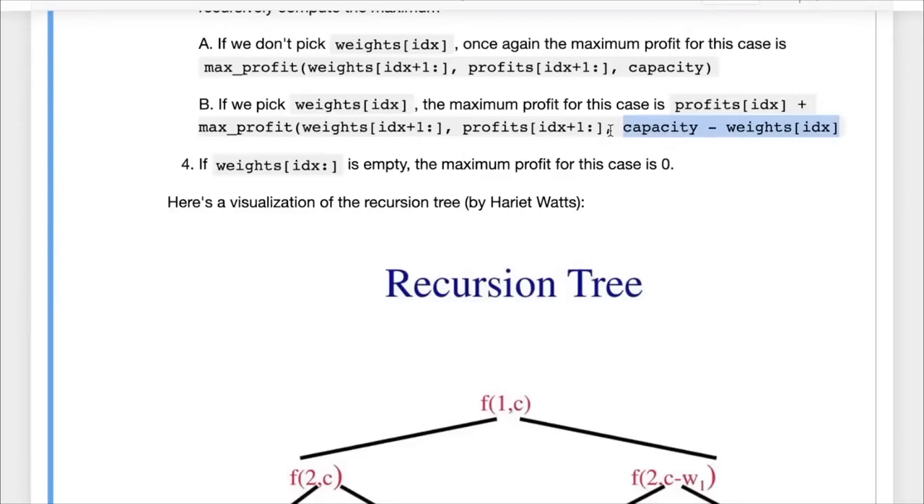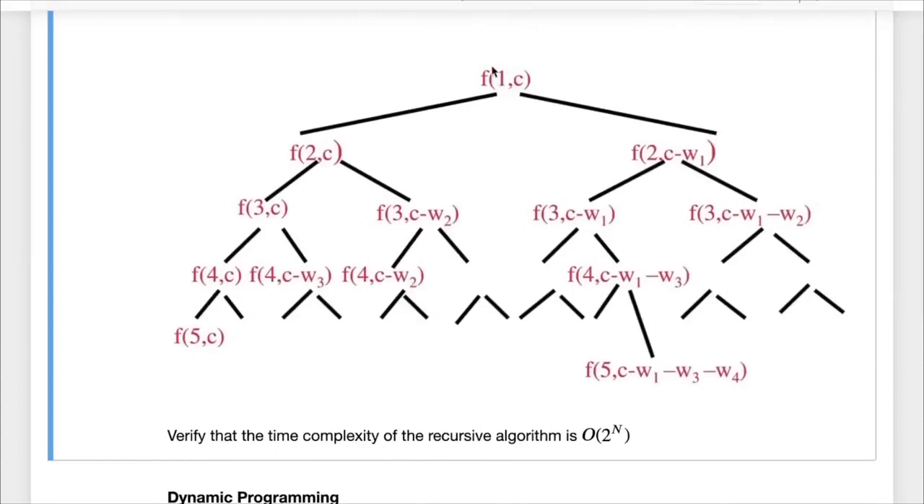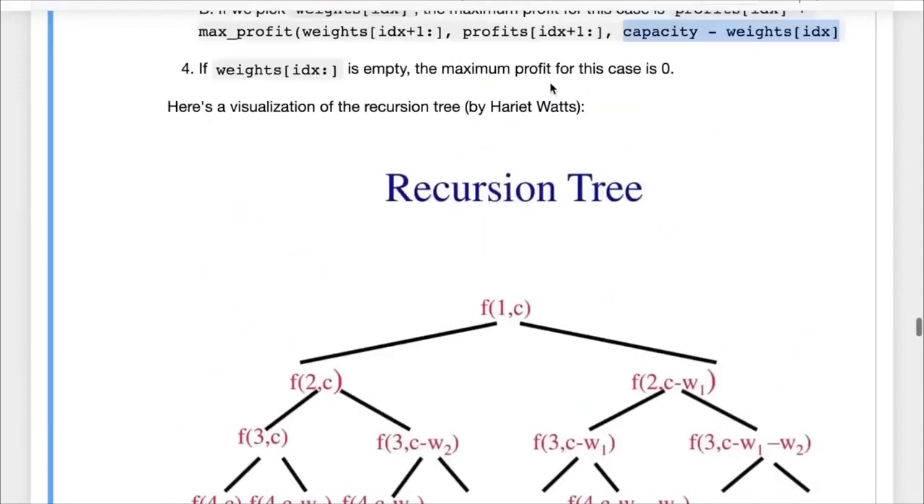Okay. I hope that makes sense. So here's a recursive tree that tells you the same thing. We start at the first index and we have the capacity. And if we don't pick the first element, then the answer is simply the best solution for second index onwards with the same capacity. If we do pick the first element, then the answer is the second solution onwards with the reduced capacity with a profit added. Okay.